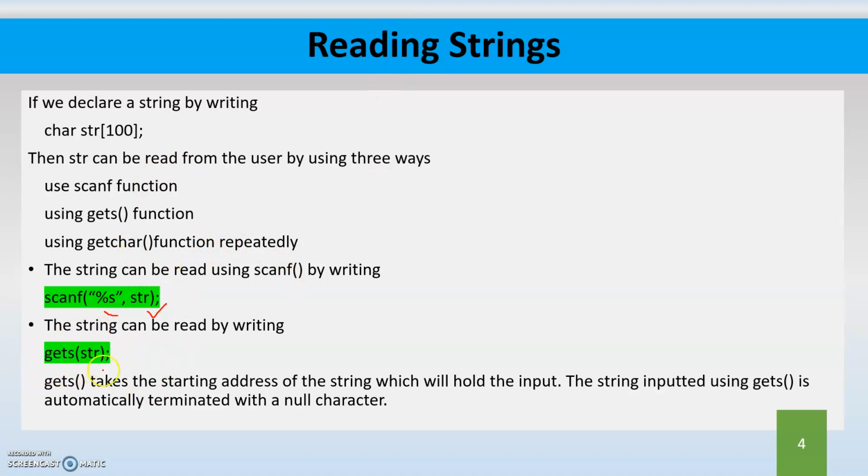So the next procedure for strings is using the gets function. What is the way? First you have to write gets. Under the brackets you have to write the name of the string. So gets takes the starting address of the string which holds the input.